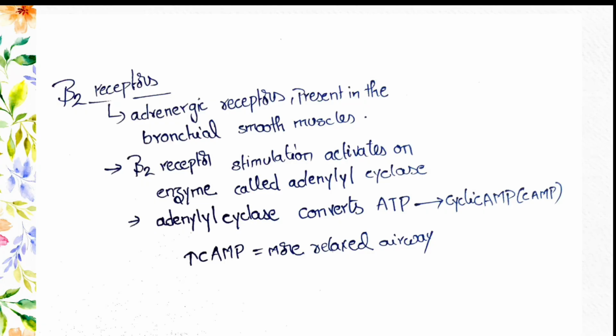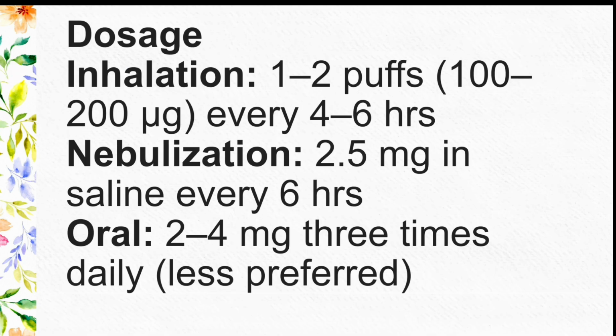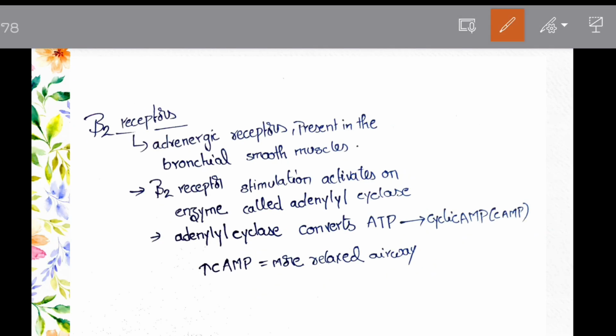Beta 2 adrenergic receptors are present in bronchial smooth muscles. What are beta 2 receptors? Those are the receptors present in the smooth muscle in the bronchus. The beta 2 receptor stimulates and activates an enzyme called adenylyl cyclase. Let me explain further. When we take salbutamol, this will act on beta 2 receptors, which are present in smooth muscles in the bronchus.